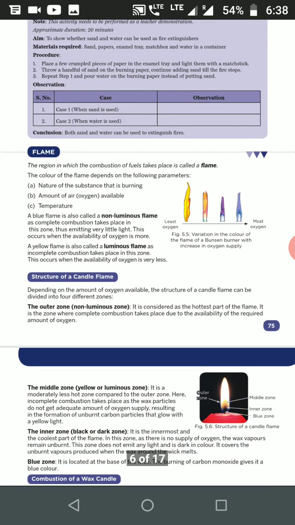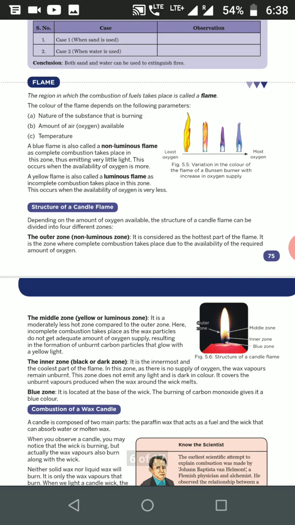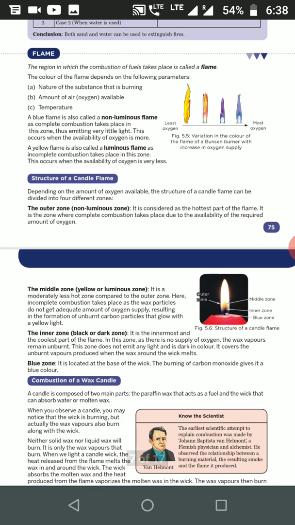It is a moderately hot zone as compared to the outer zone. In this, incomplete combustion takes place because the oxygen supply is less, which results in the formation of unburned particles called soot.